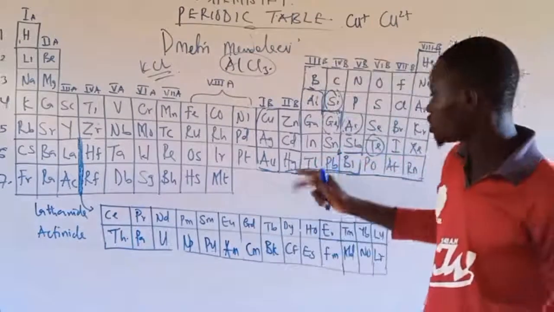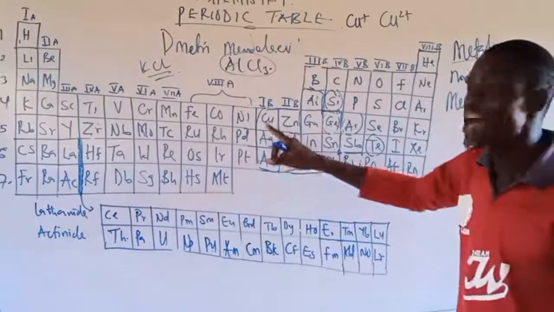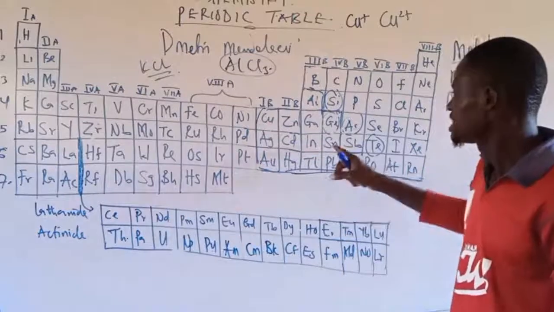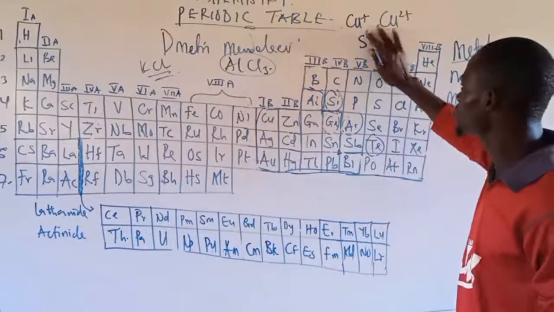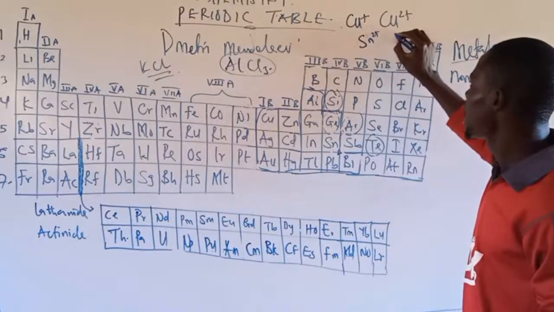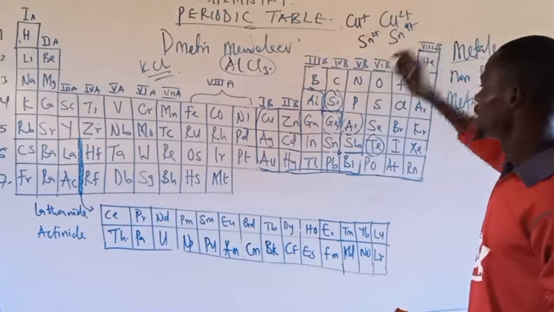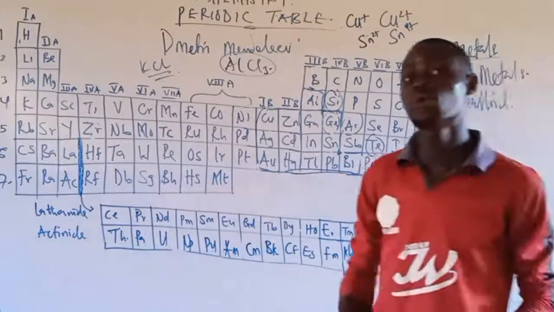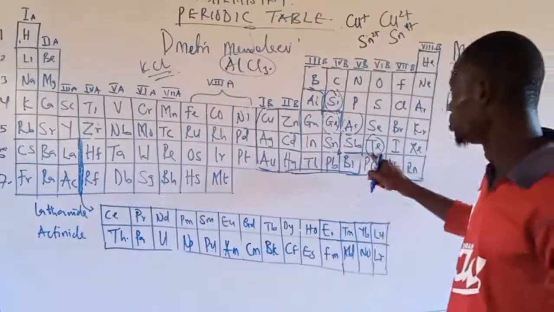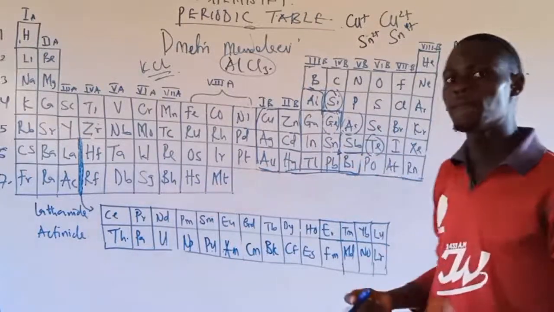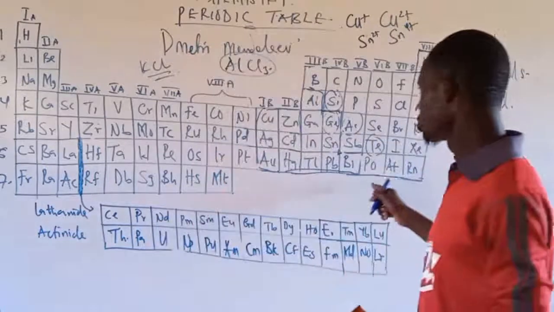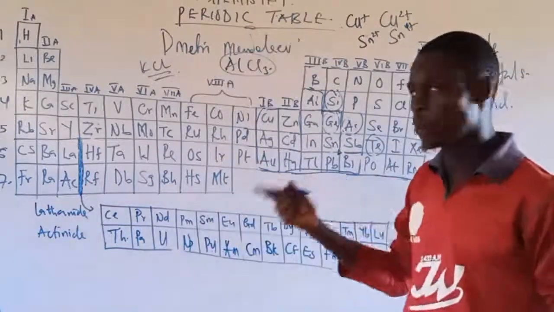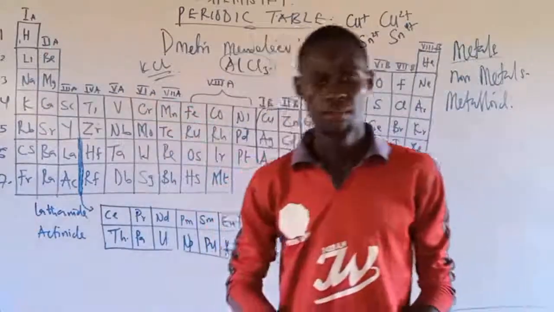Now, each of these, and also copper, has more than one oxidation state. Tin has more than one oxidation state. We can have tin 2 plus, Sn 2 plus, and tin 4 plus. Likewise, lead can have more than one oxidation state, and tellurium can have tellurium 1 plus and tellurium 3 plus. Now, all these are metals, but they have varying properties from the group 1 metals.